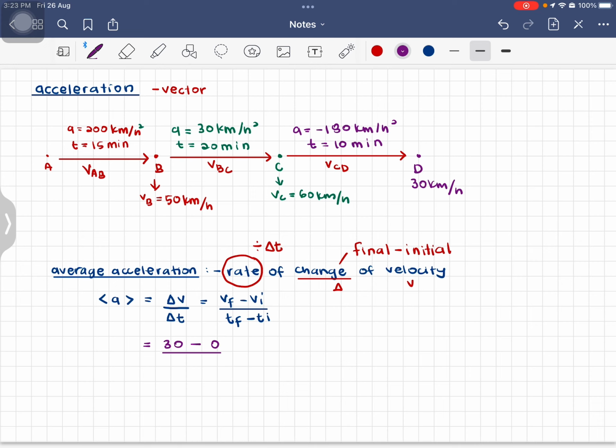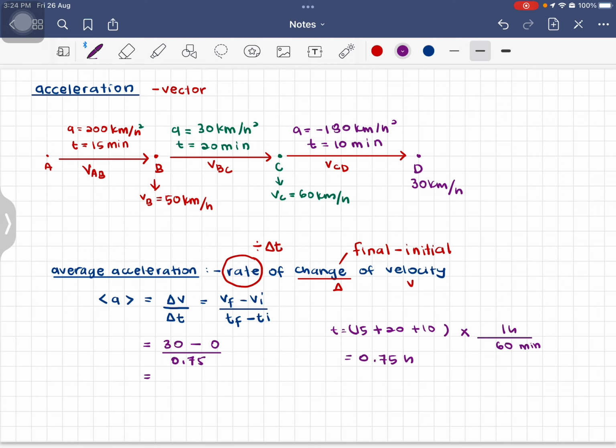Divided by your time, which is in minutes: 15 minutes plus 20 minutes plus 10 minutes. We want it in hours, so we multiply by 1 hour over 60 minutes. So you get 15 plus 20 plus 10 divided by 60, which gives 0.75 hours. So we divide here.